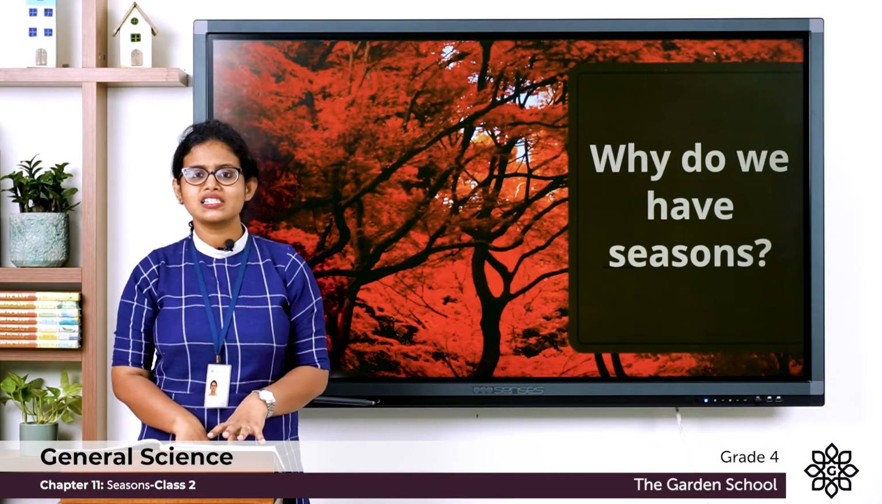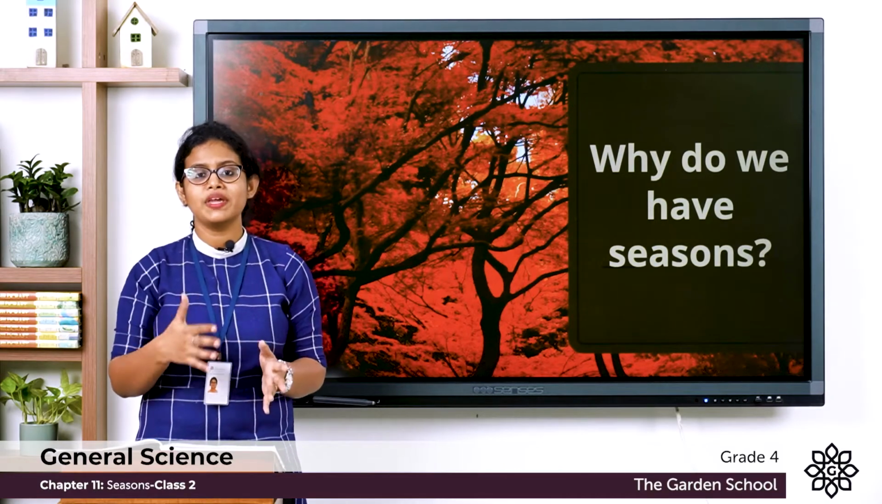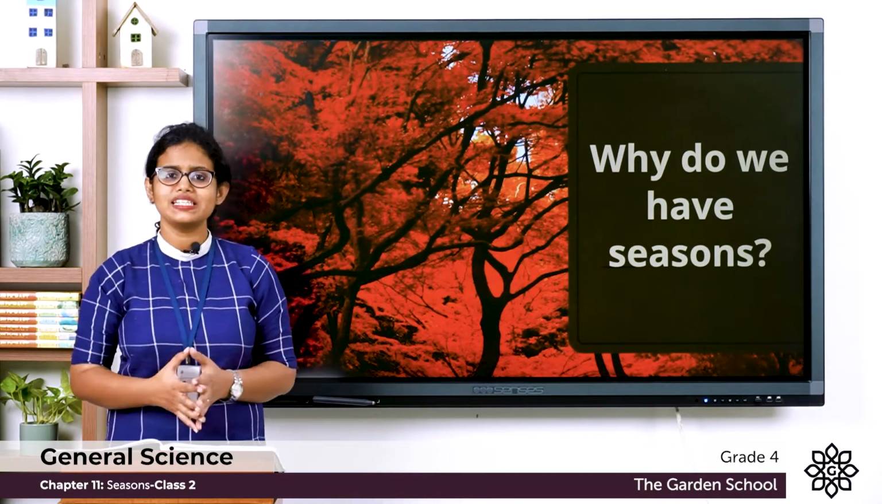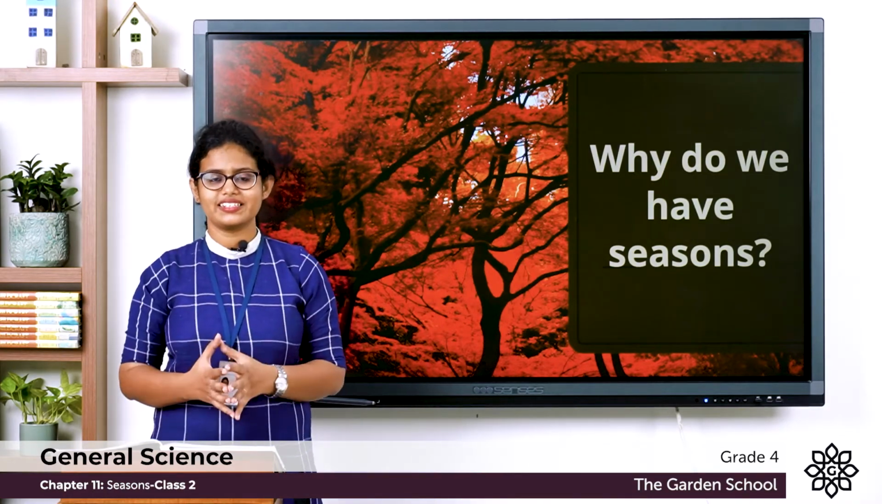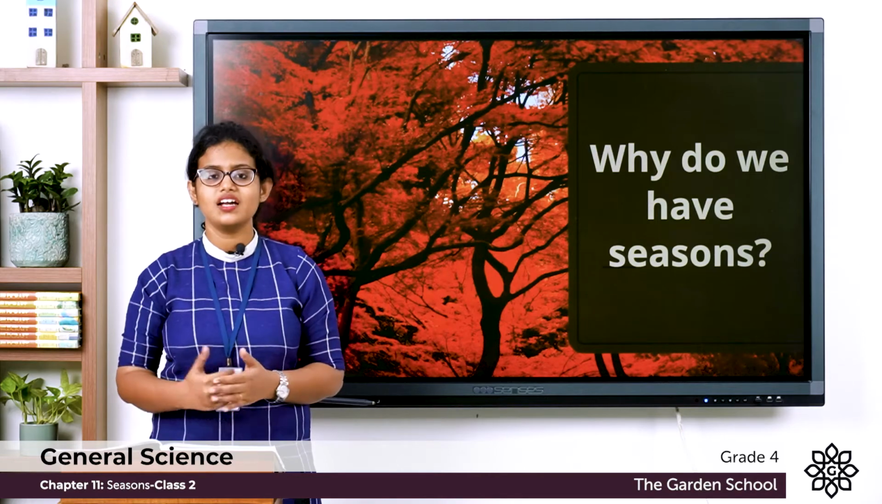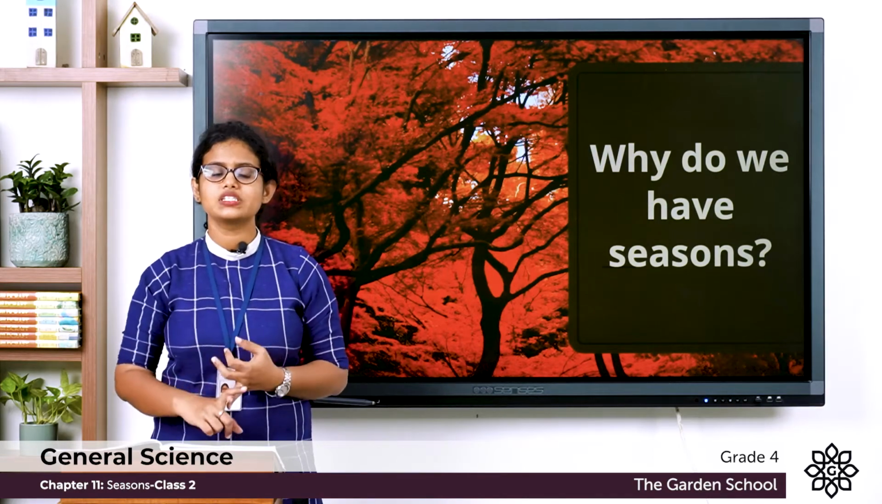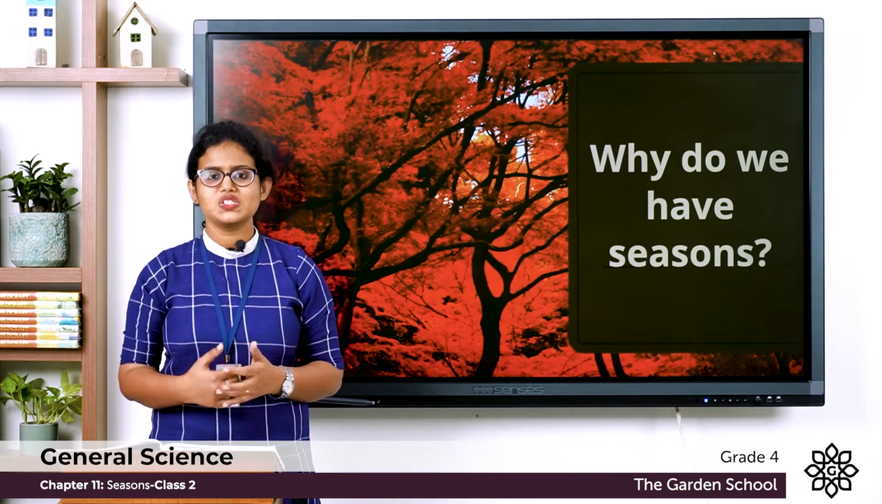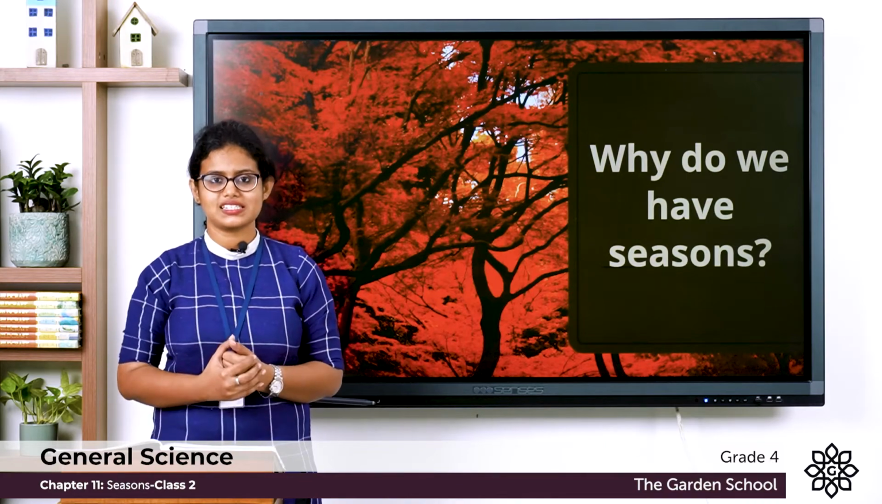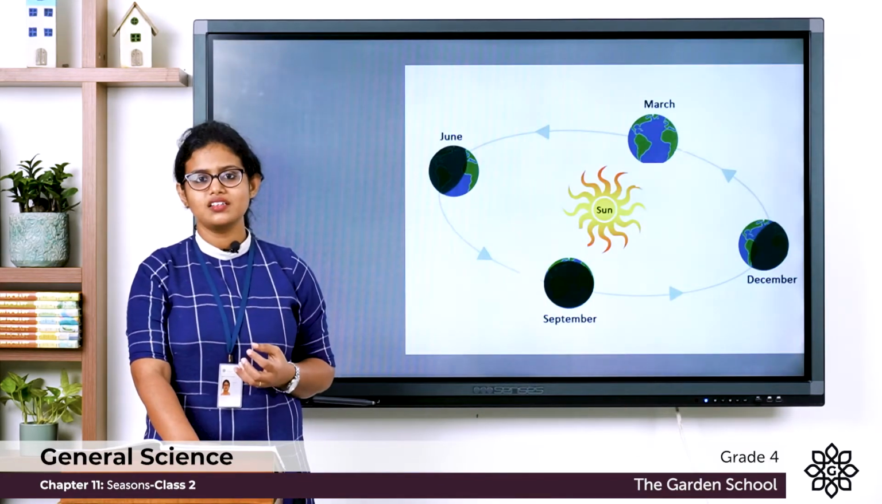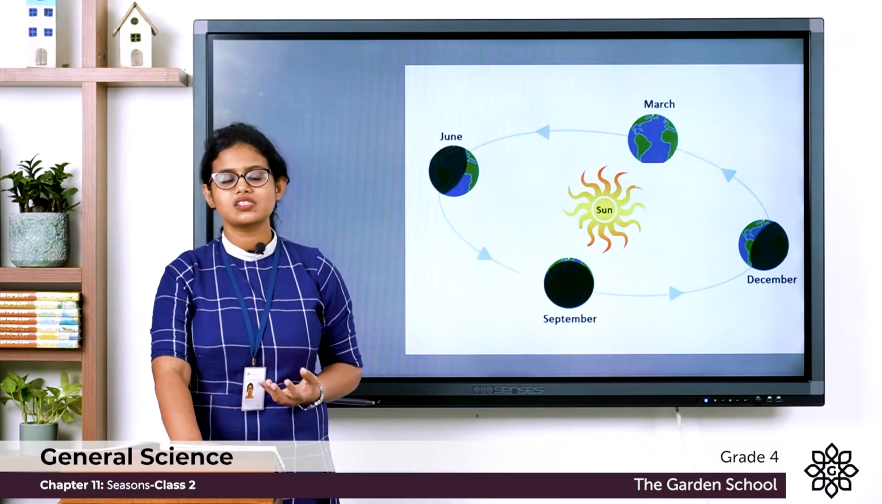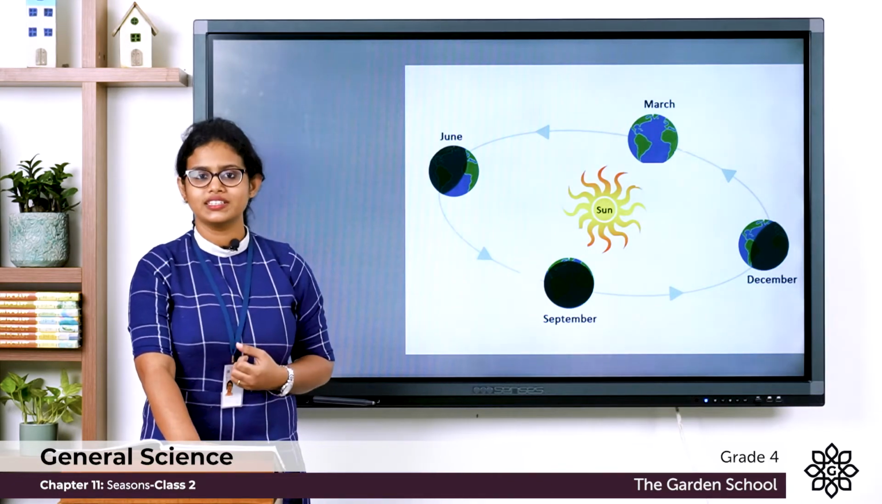So in the last class, we learned there are three main seasons. Which are the three main seasons? Summer, monsoon and winter. So we have three main seasons in India. So why do we have seasons? We have already learnt that seasons are caused by the revolution of the earth.